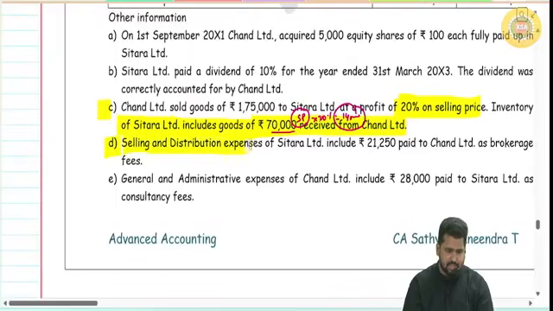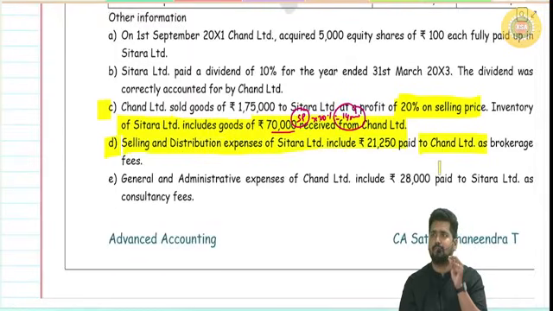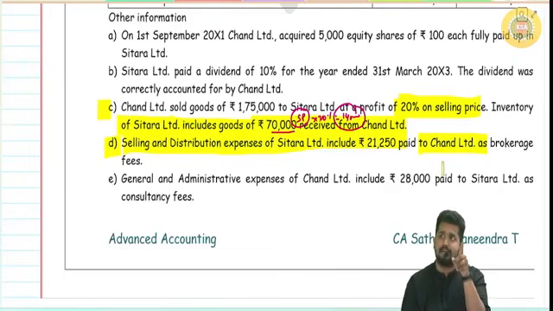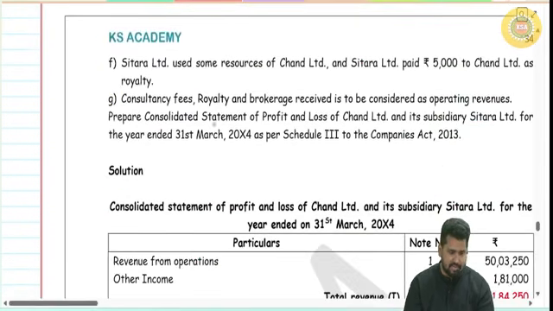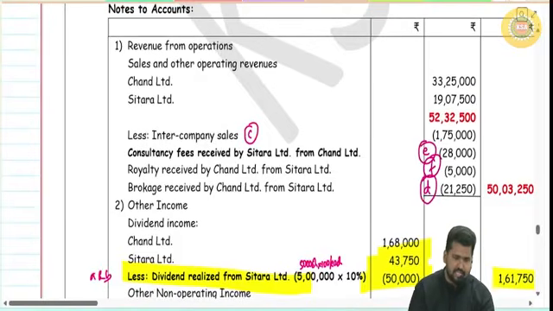D point, selling and distribution of Sitara includes 21,250 paid to Chand Limited. Okay, who is paying to whom? Sitara is paying, so it will be there on the payment side of Sitara, correct? As what charge? Brokerage fee. If Sitara is paying, for it, it is an expense, then for Chand Limited it will be what? It will be income. So from income also we have to subtract, and from expense also you have to subtract. If you see the last line of the question, this consulting, royalty, brokerage are seen as what? Operating revenue. So if you go to revenue from operations, okay, Sitara is paying, Chand is receiving, no?